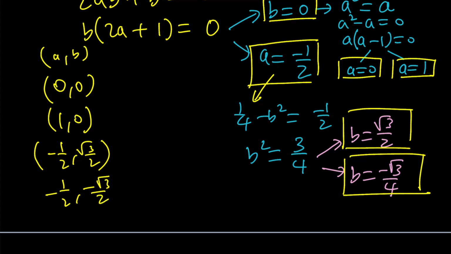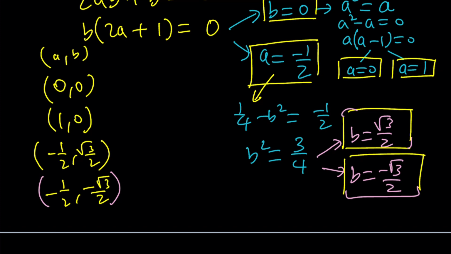By the way, doesn't this remind you of sine and cosine of some angle, right? Because look at the values. They should be familiar to you if you've done a little bit of trigonometry, of course. Hopefully you did. Okay, so those are my ordered pairs, and this should give me the z values.